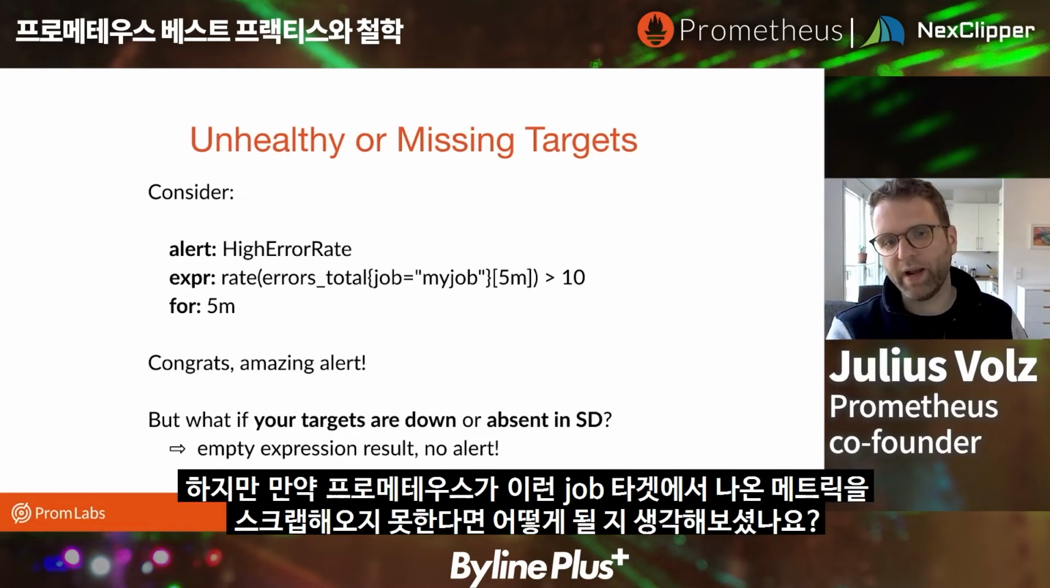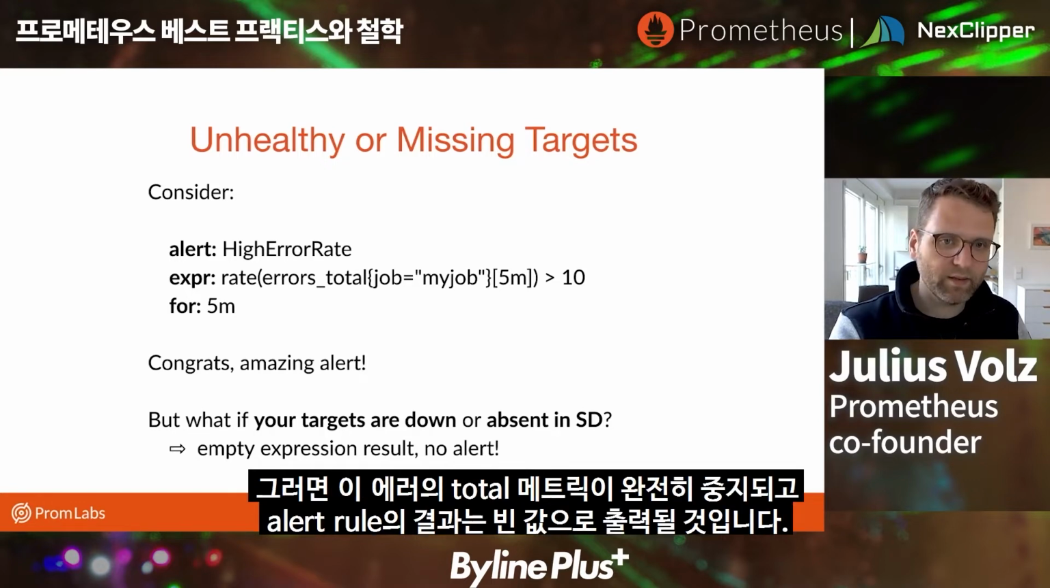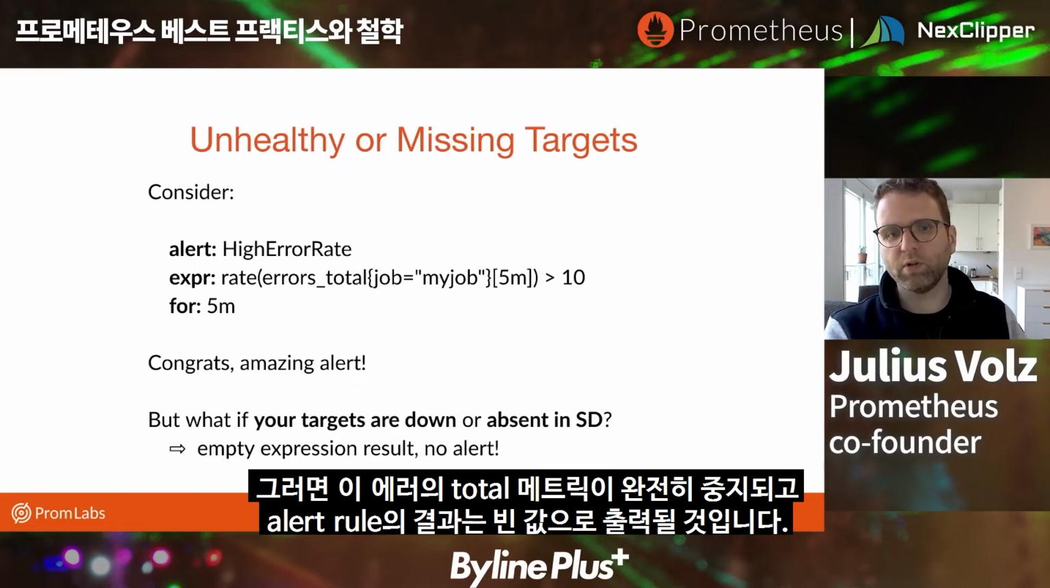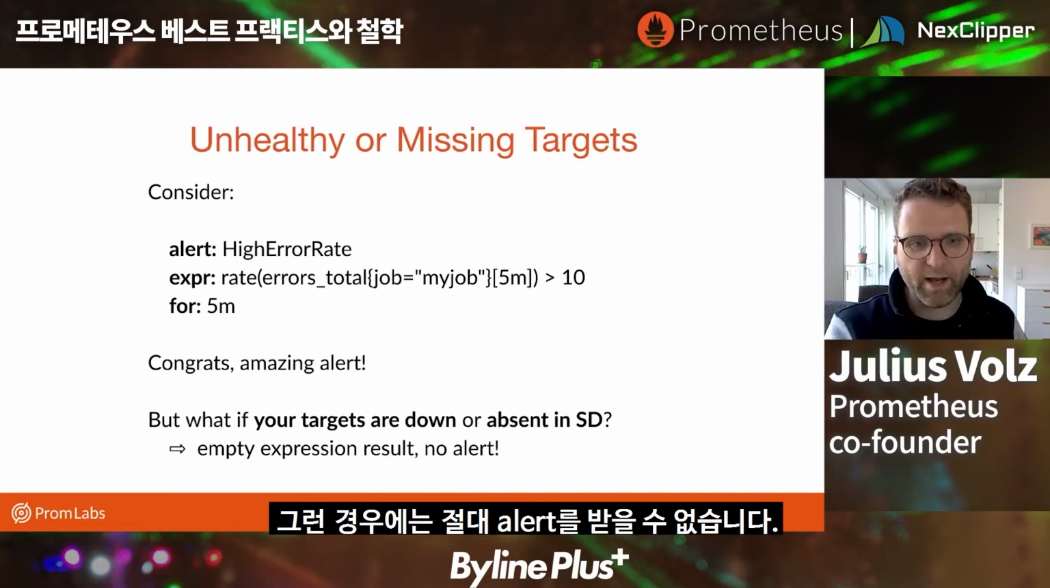But have you thought about what happens if Prometheus cannot scrape the targets that this metric is coming from, the my job targets, or if it's maybe not even configured at all in your Prometheus server, or the service discovery is not sending any targets for it, although it should? What will happen then is that this errors total metric will stop existing completely, and the alert rule will have an empty output, and an empty output for alerting rules means everything is good, like I don't need to send an alert. So in that case, you would never get an alert.